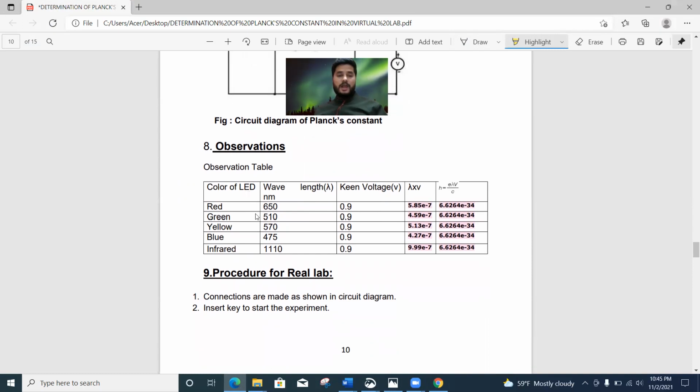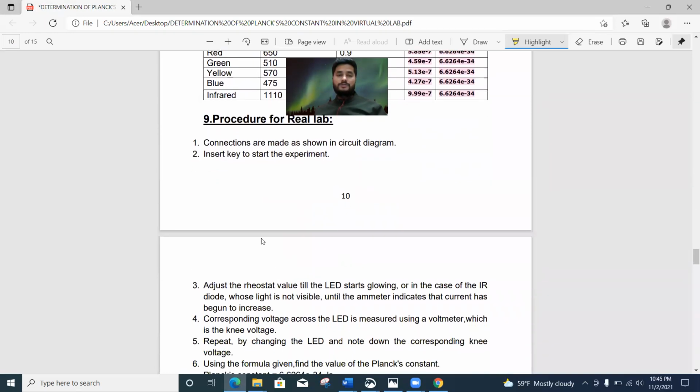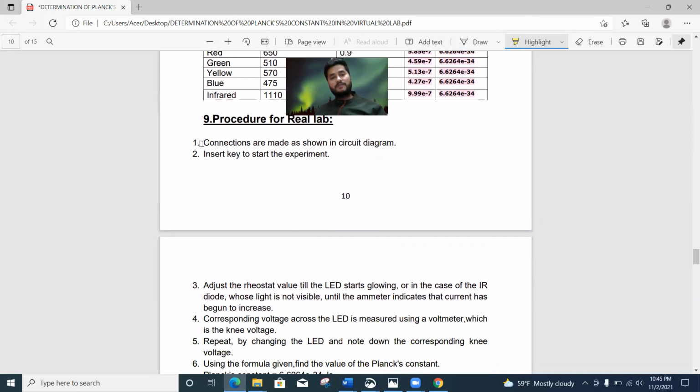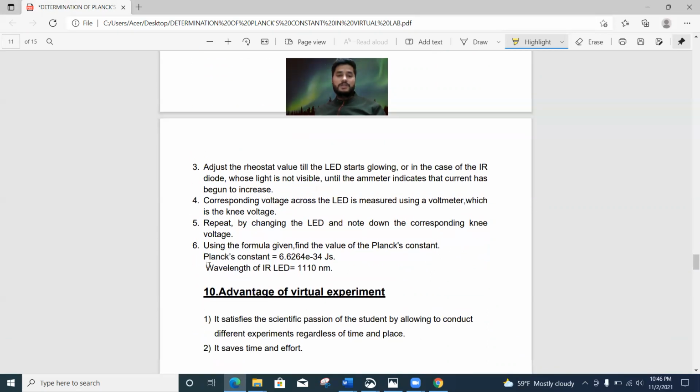This is my observation table. I take the corresponding values, like wavelength in nanometer and knee voltage in volts, and multiply lambda by voltage. Then we get the different values here, and after calculating we get a similar result to the one on my screen. If we do this virtual lab in our physical lab, we can also calculate by following the procedure I also mentioned here.